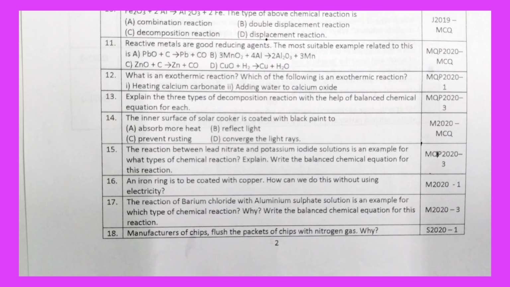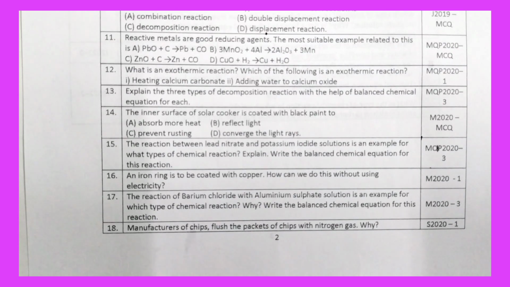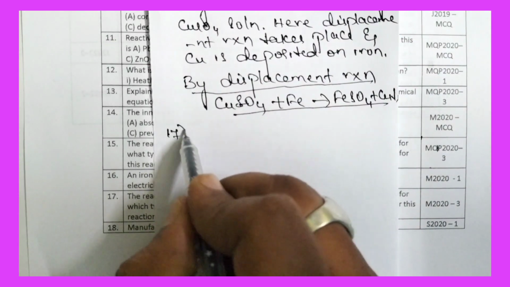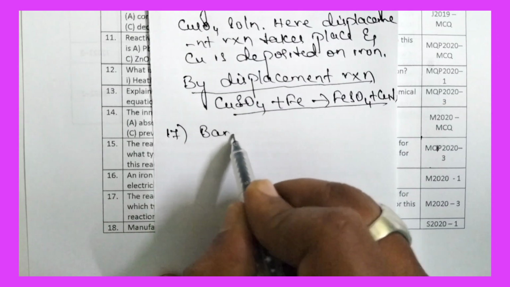Next, coming to the 17th question, the reaction of barium chloride with aluminum sulfate is an example for which type of reaction? Why? Write the balanced chemical equation for this reaction. Barium chloride ಅಲ್ಯೂಮಿನಿಯಂ ಸಲ್ಫೇಟ್ ಜೊತೆಗೆ ರಿಯಾಕ್ಟ್ ಆದಾಗ ಏನಾಗುತ್ತೆ ಅಂತ ಕೇಳಿದ್ದಾನೆ. ಸೊ ಲೆಟ್ ಅಸ್ ಆನ್ಸರ್ ದಿಸ್ ಕ್ವಶನ್. ಬೇರಿಯಂ ಕ್ಲೋರೈಡ್.